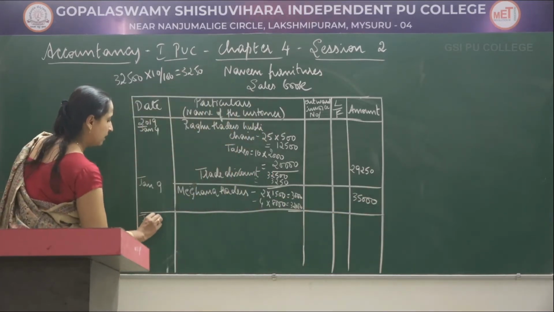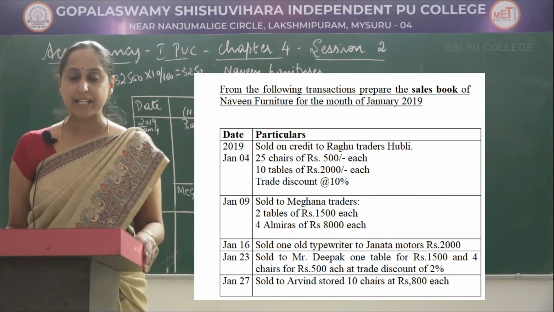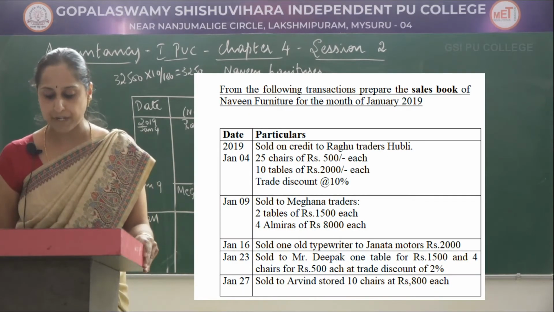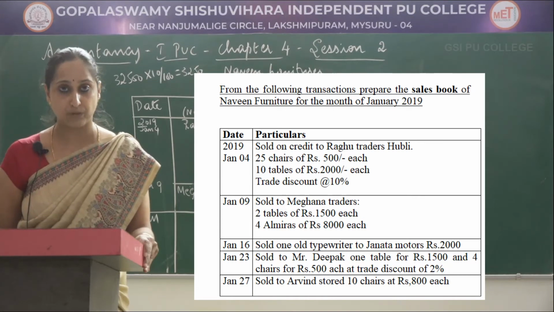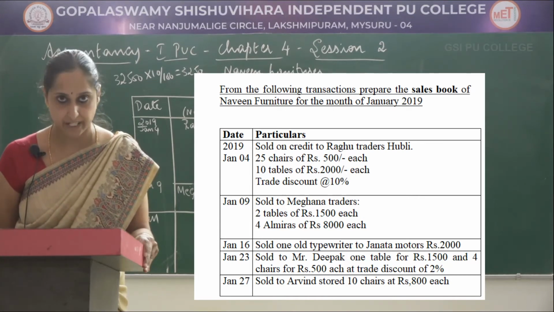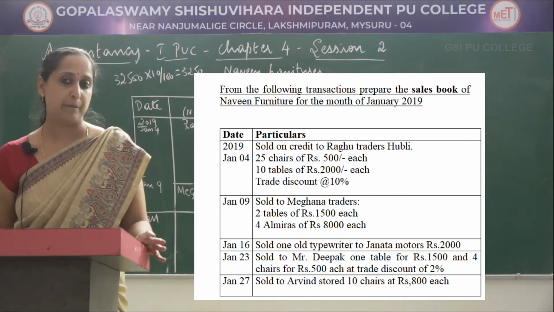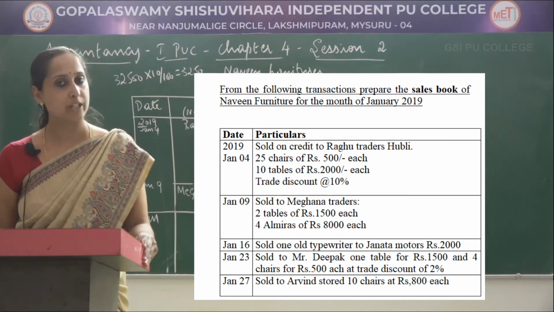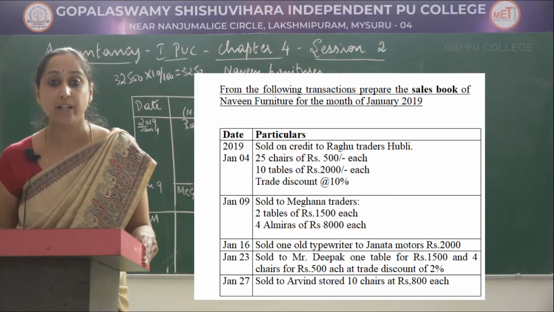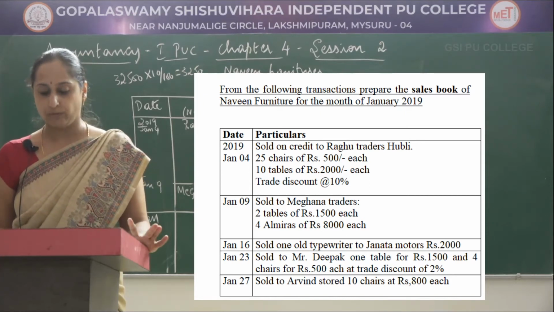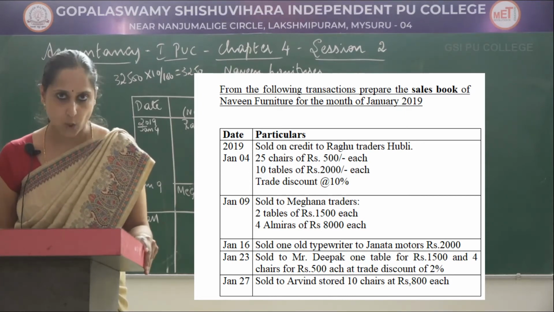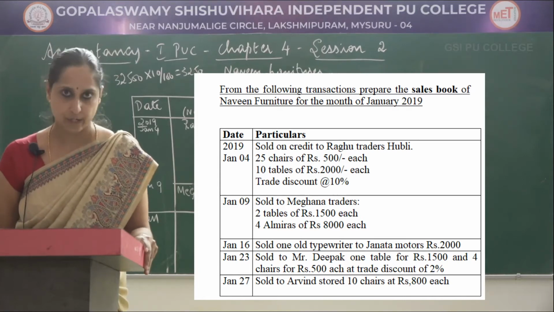On January 16th, sold 1 old typewriter to Janata Motors rupees 2,000. This transaction we do not write here because they have sold an asset on credit basis. So if we sold an asset on credit basis, we record it in journal proper. So this transaction we do not record here. So now let us see the next transaction.